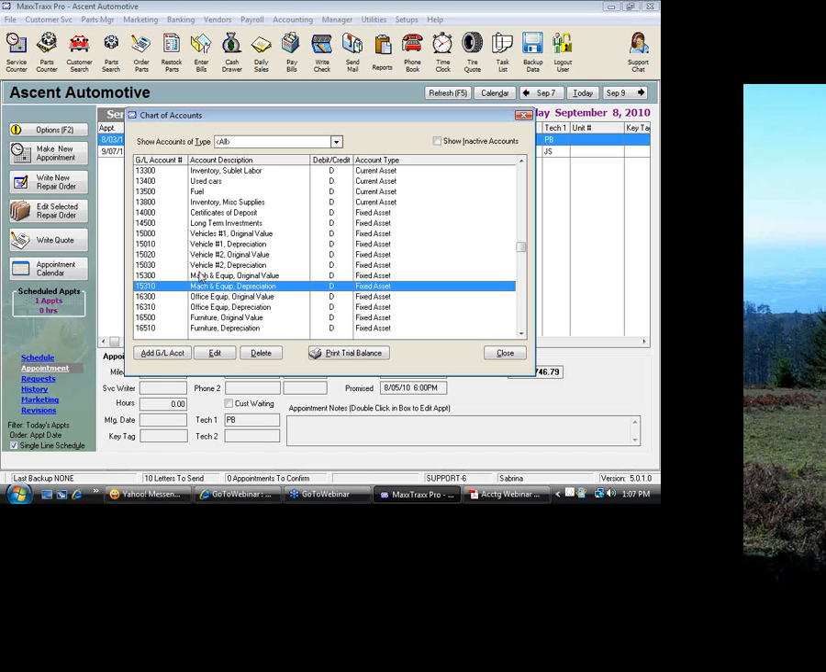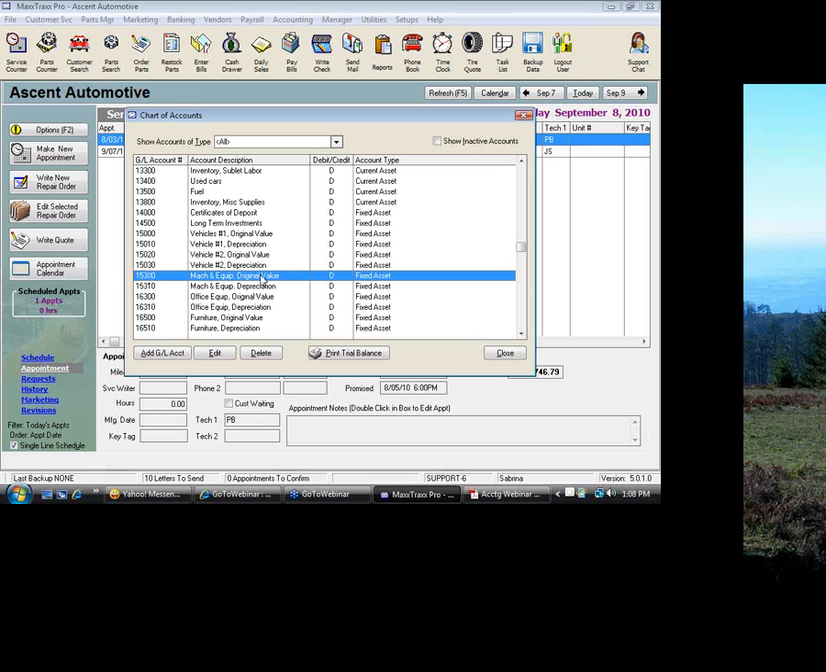Now, really, what is the whole idea behind tracking your assets in MaxxTraxx? Why would you go through entering all that information in here? A couple different reasons. First of all, you want to be able to depreciate it, so you want to take that as an expense. So that's half of it. The other half of it is when you value your business.